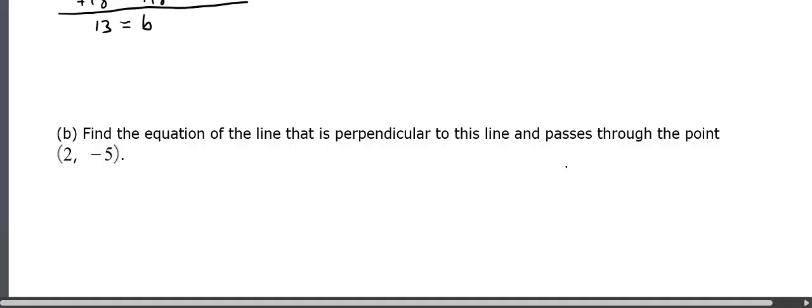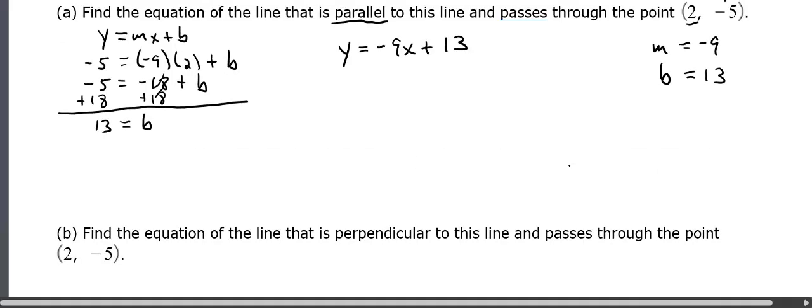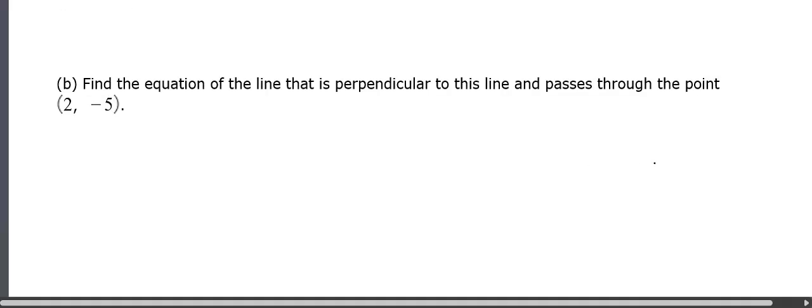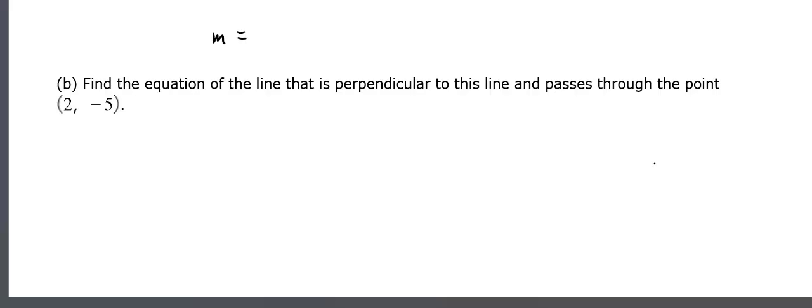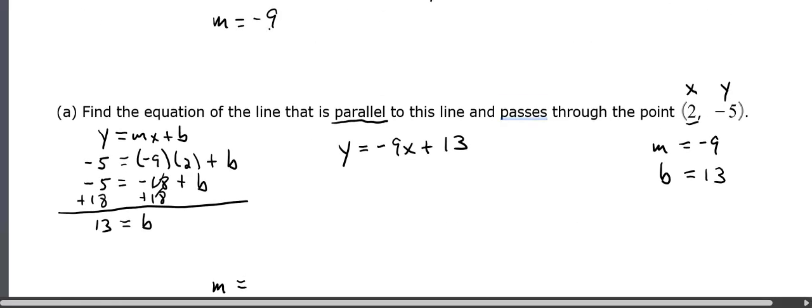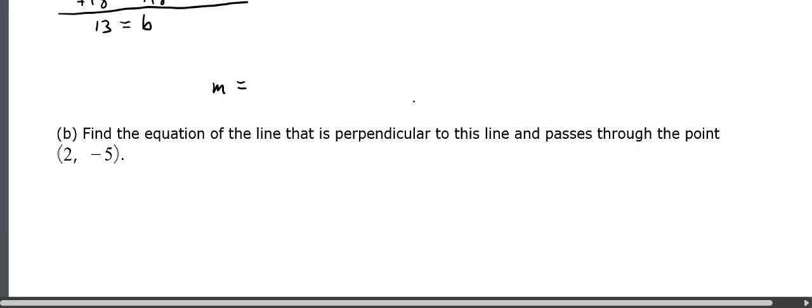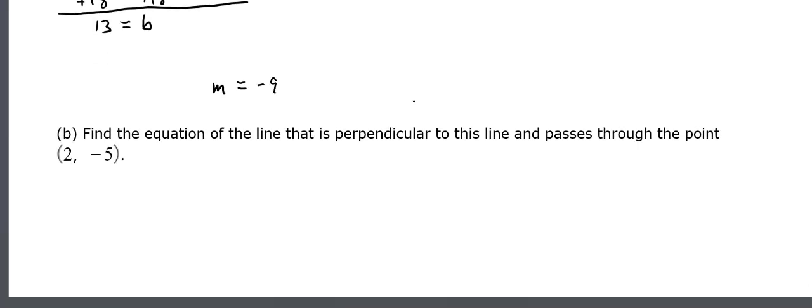Now it asks us to find the equation of the line that is perpendicular to this line. So remember, the original slope that we found was negative 9. So if a line is perpendicular, it's opposite, so the opposite of negative 9 is positive 9, but remember we also take the reciprocal. So opposite and reciprocal of negative 9 is positive 1/9.